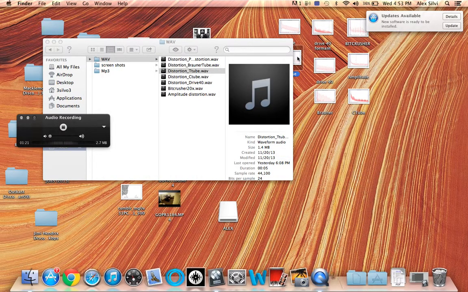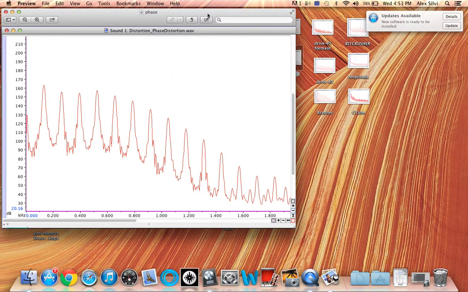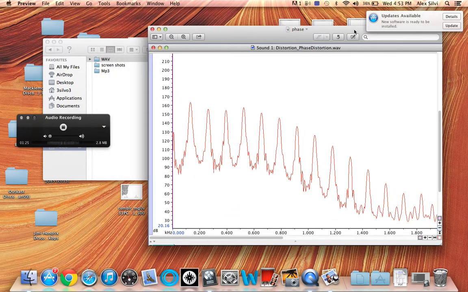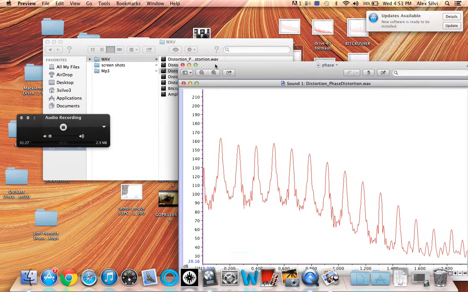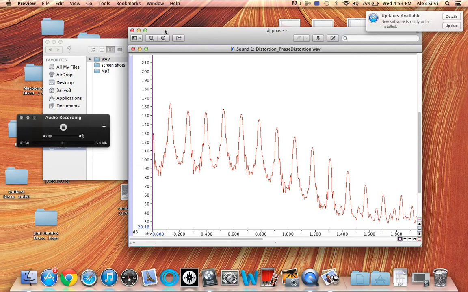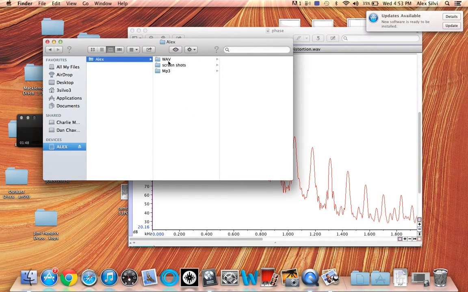And for the next one, we did phase. So it's a phase distortion. This is also showing all of the harmonics. There are certain distortions that show the odd harmonics and the even harmonics. This is showing every single one of them. So with this, the fundamental, it's going by 130 every single harmonic. This is what the phase sounds like.